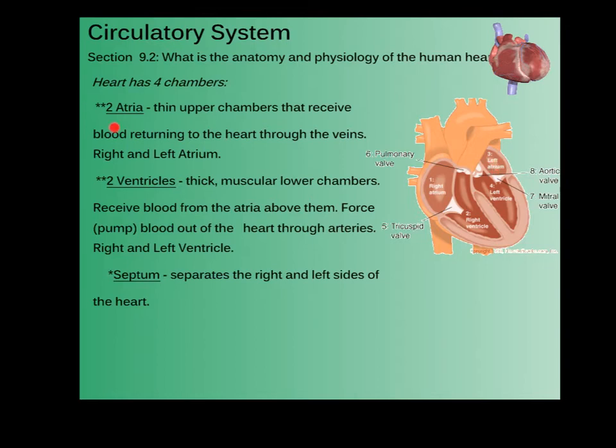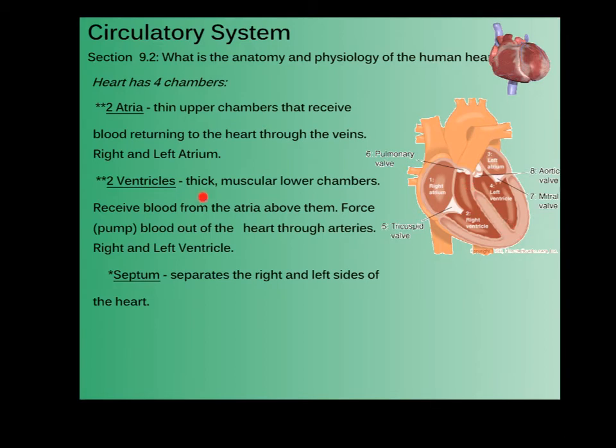Notice that these atria are going to be receiving blood that returns to the heart through the veins. So they're always going to be on the receiving end of blood. Now, how that varies from the ventricles: the ventricles are always going to be on the bottom. We have our right ventricle here and our left ventricle here. And the septum is this big chunk right in the middle that's going to separate these two ventricles.